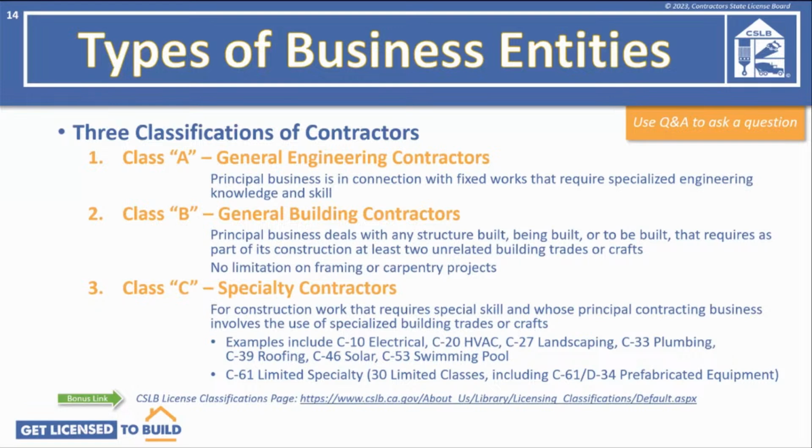There are also 30 limited specialty classes under the C61 classification. These include the C61/D34 prefabricated equipment class. More than 209,000 contractors hold a C Class license in California.